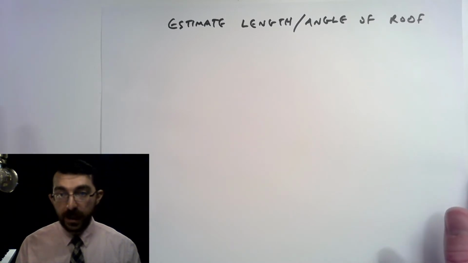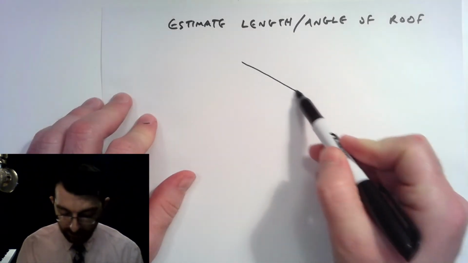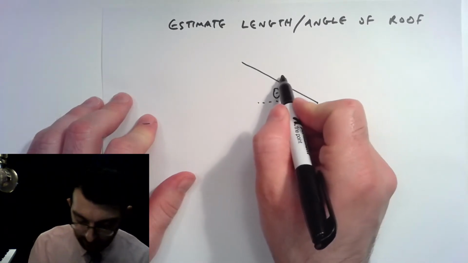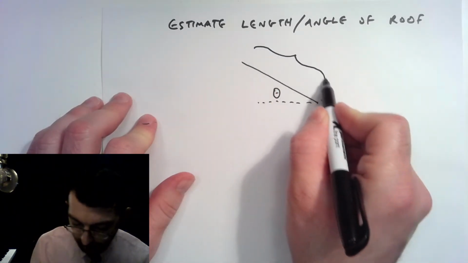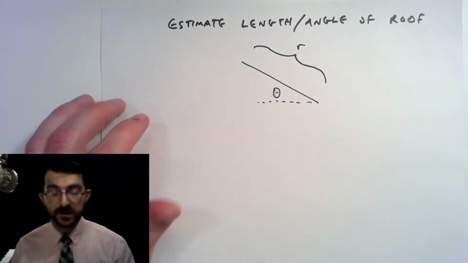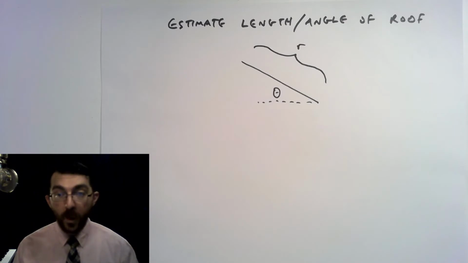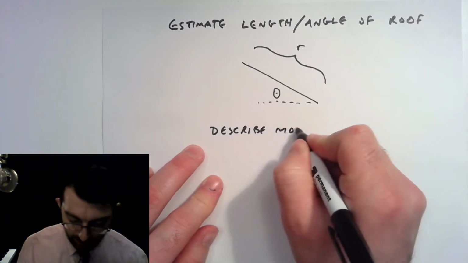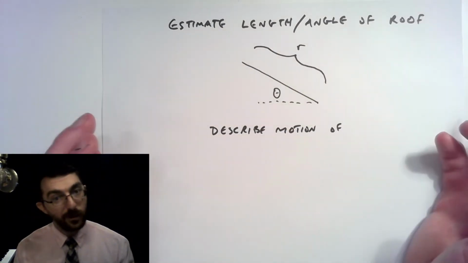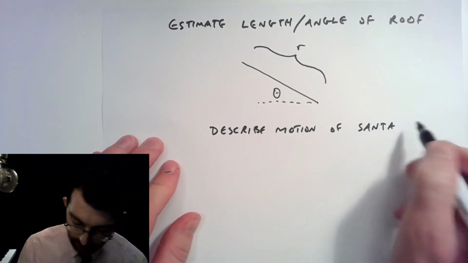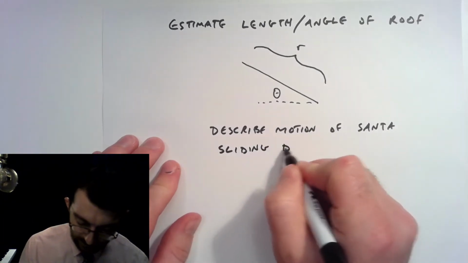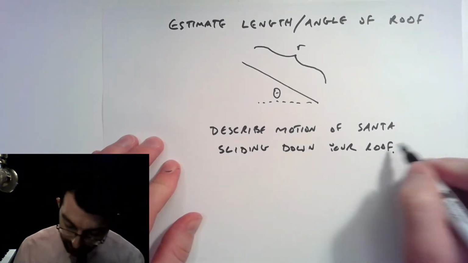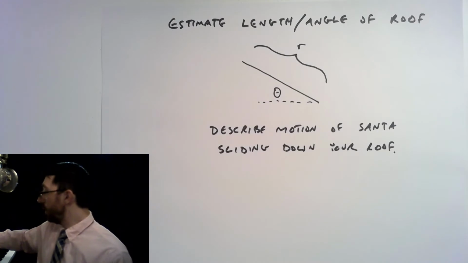So once you've got a length and an angle of a roof, it means that you could make a diagram looking something like this. You've got some angle and some length, R. I called it R before, so I'll just call it R again. R is the length that you have to slide down. Now, the question is to describe the motion of someone sliding down your roof. And that means that you're going to need the following information.